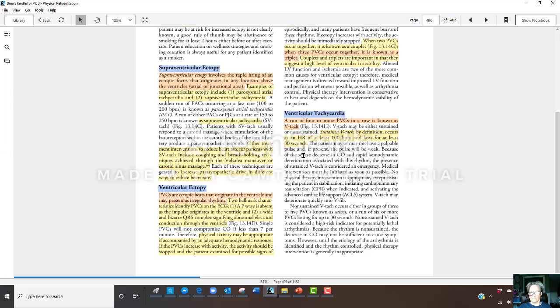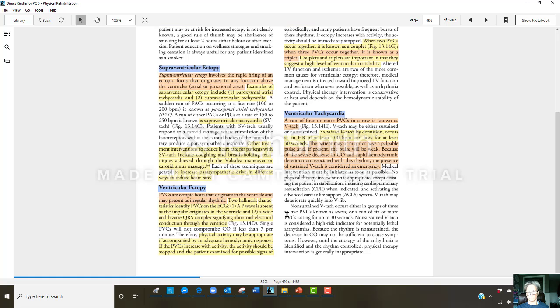Because of the severe decrease in CO and rapid hemodynamic deterioration associated with this rhythm, the presence of sustained VTAC is considered an emergency. Medical intervention must be initiated as soon as possible. No physical therapy intervention is appropriate, except assisting the patient in stabilization, initiating cardiopulmonary resuscitation, CPR, when indicated, and activating the Advanced Cardiac Life Support, ACLS, system. VTAC may deteriorate quickly into VFib.